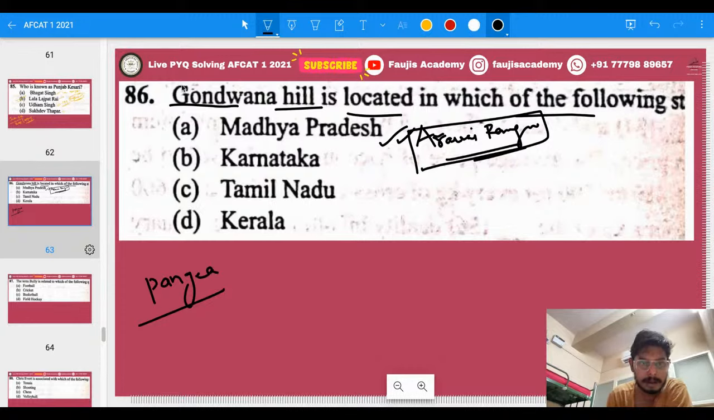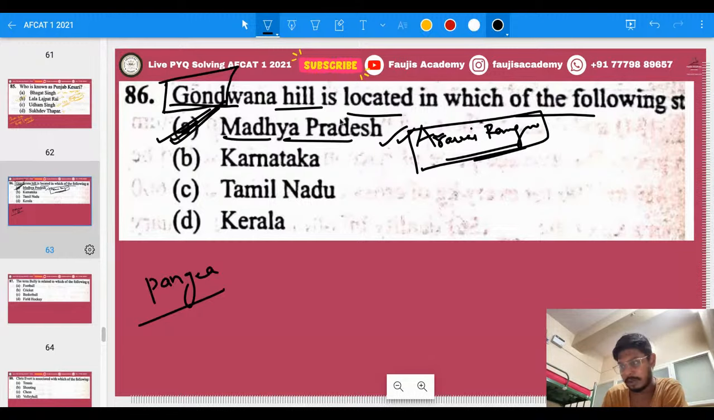Also there is a particular type of people, the Gond people. These are the scheduled tribe people. They also stay there, and they are found across India, but the majority of them are found in the Madhya Pradesh region, right? So these are the facts, and that is why the answer to this question is Madhya Pradesh.